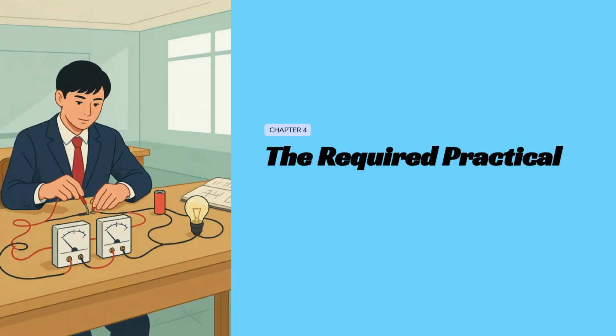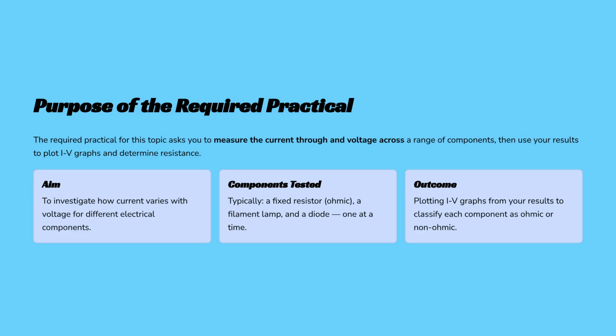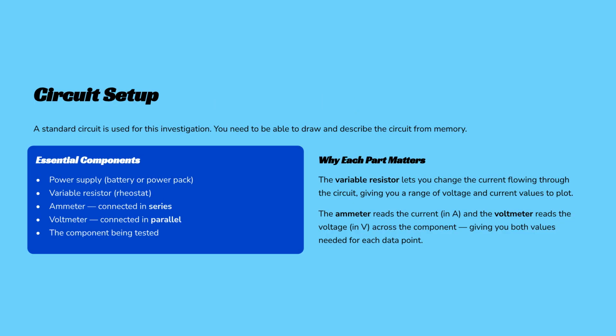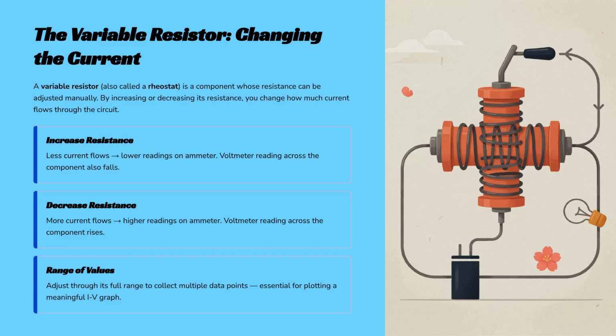Now let's move to Chapter 4, the required practical. This investigation is a staple of GCSE Physics exams. The goal is to measure current and voltage for different components like resistors, lamps, and diodes to determine their electrical characteristics. To set this up, you'll need a power supply, a variable resistor to control current, an ammeter in series, and a voltmeter in parallel. The variable resistor is key. By adjusting its resistance, you can precisely control the current flowing through your test component to collect data points.